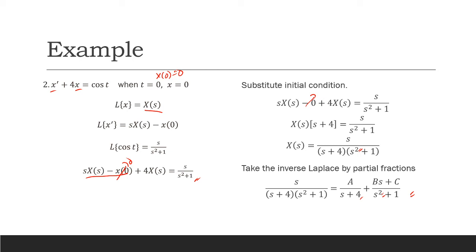So, we multiply the whole equation by s plus 4 times s squared plus 1. We will have s is equal to a times s squared plus 1 plus b s plus c times s plus 4. Now, we need to find the values of a, b, and c. To find the value of a first, what we do is make this term 0, because when we zero it, b and c disappear. So, we can find the value of a right away.